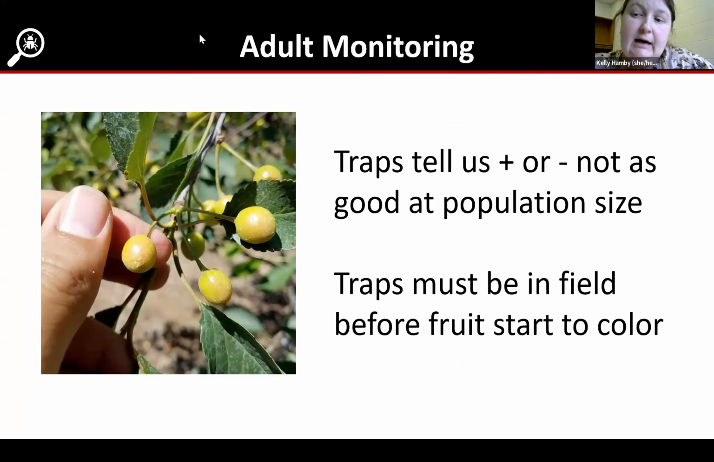The traps are really good at telling us presence or absence, but they're not as good at population size. So we really recommend putting these in the field before your fruits start to color and using them to let you know if spotted wing Drosophila is active and whether it's time for you to start a spray program. In that way, rather than trying to monitor how effective your sprays are with these traps, the population in the traps will go up and down.